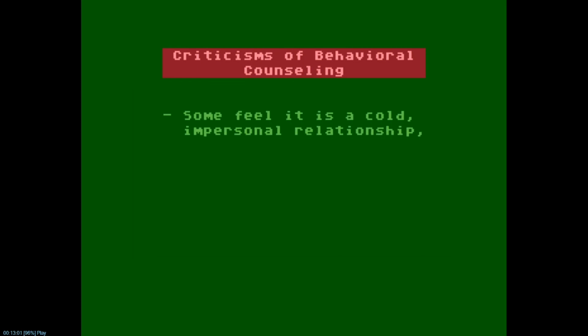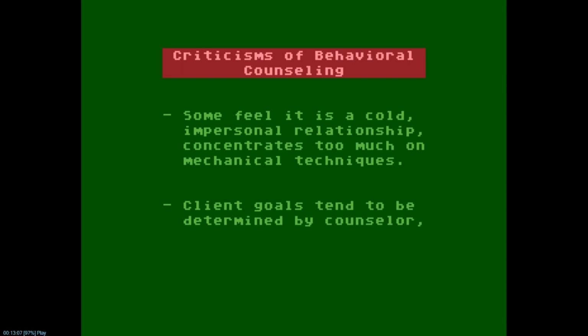Right. Criticisms of behavior counseling and reciprocal inhibition are similar. Some counselors feel it is a cold and impersonal relationship and concentrates too much on mechanical techniques. Another criticism is that client goals tend to be determined by counselor and not by counselee.